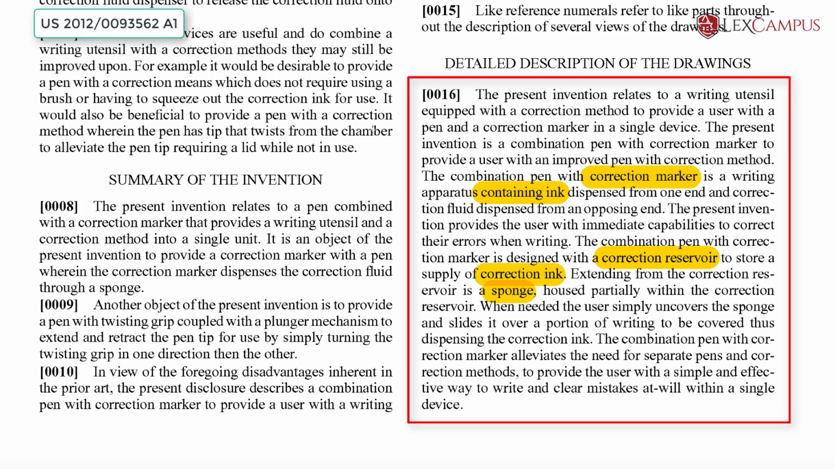Extending from the correction reservoir is a sponge. So the sponge is another. I've just highlighted the things that could be important or the things that could get into a claim. Now make a mental note of this, and see how it gets into the claim, what gets into the main claim, what gets into the independent claim, and what gets into the dependent claim. That's the exercise we are trying to do here.